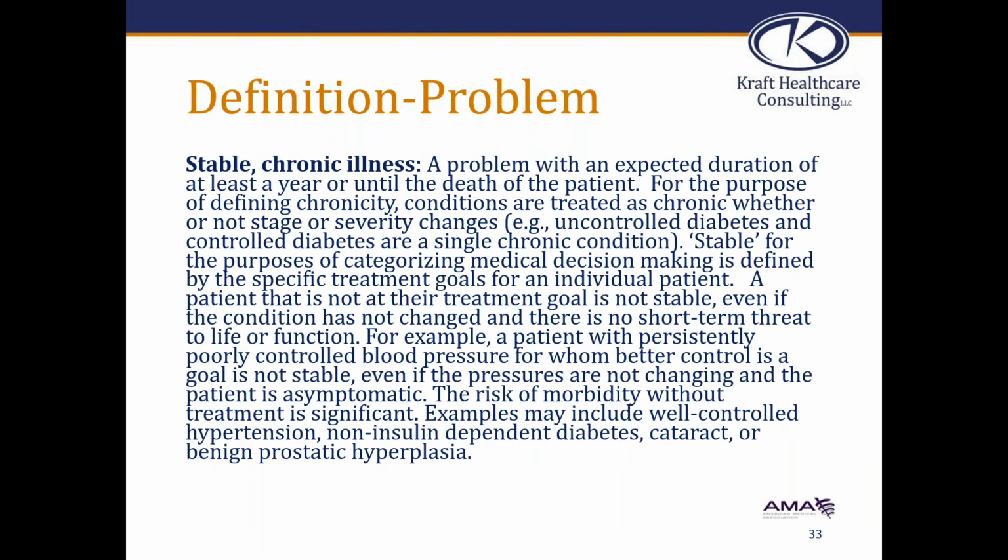Stable or chronic illness. Again, this is where those examples start to come in, because if you look right here, you'll see, for example, a patient with persistent, poorly controlled blood pressure for whom better control is the goal is not stable, even if the pressures are not changing and the patient is asymptomatic. The risk of morbidity without treatment is significant. Examples may include well-controlled hypertension, non-insulin dependent diabetes, cataract, or benign prostatic hyperplasia. So again, they did add those examples in there.